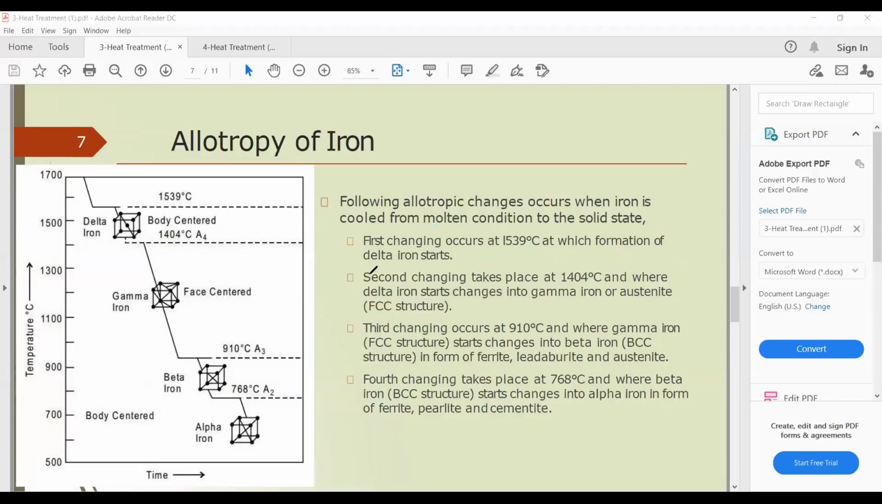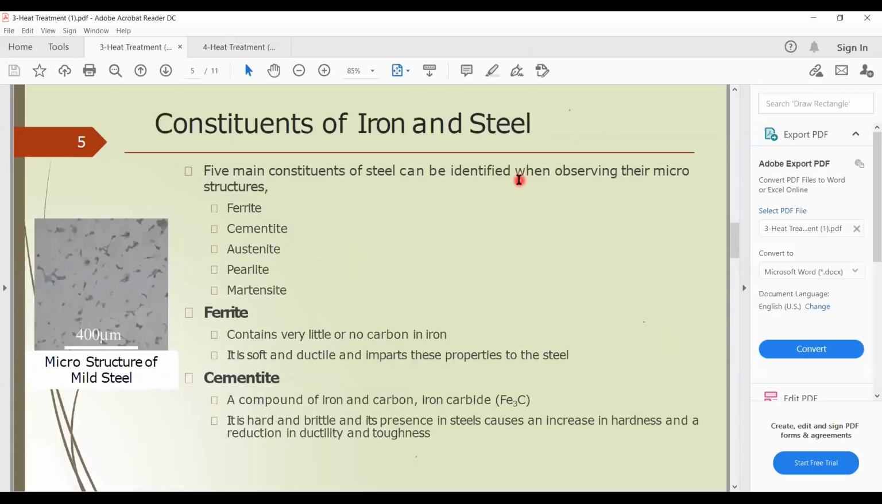Do we have to memorize this microstructure of steels, I mean these patterns of constitution? Yes, there may be a question. List down five main types of constitution of steel. There may be one question. So you have to write these: ferrite, cementite, austenite, pearlite.